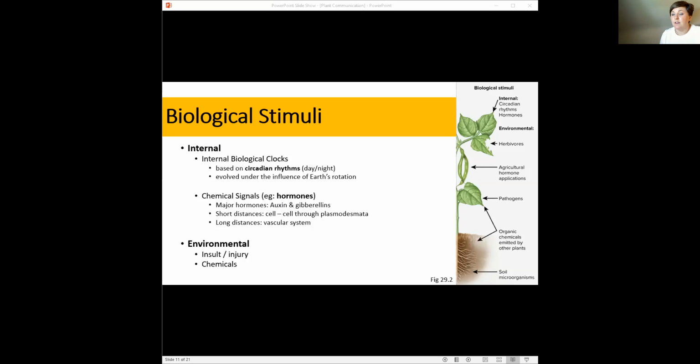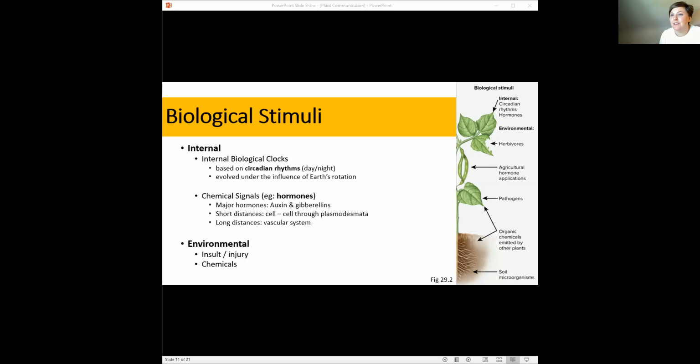You might recognize the names of human hormones like estrogen or testosterone. Well, plants have hormones too, and two of the major plant hormones are called auxins and gibberellins. We're not going to go into depth about these specifically, so don't worry about memorizing these hormones. I just want to mention them so that you are aware that they exist.